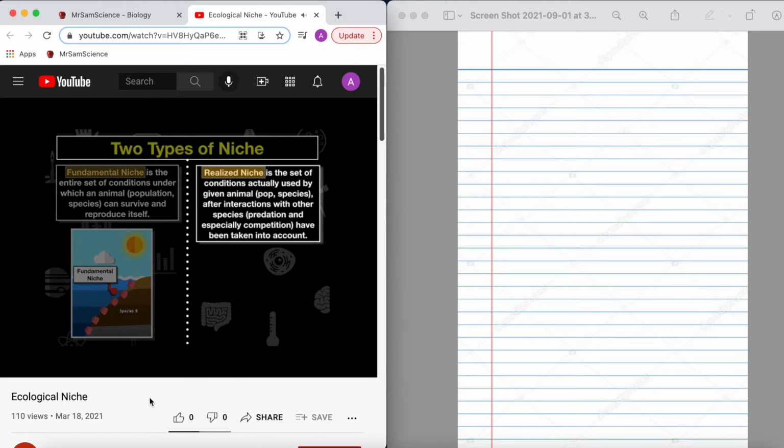Realized niche is the set of conditions actually used by an animal after interactions with other species, after predation and competition have been taken into account.